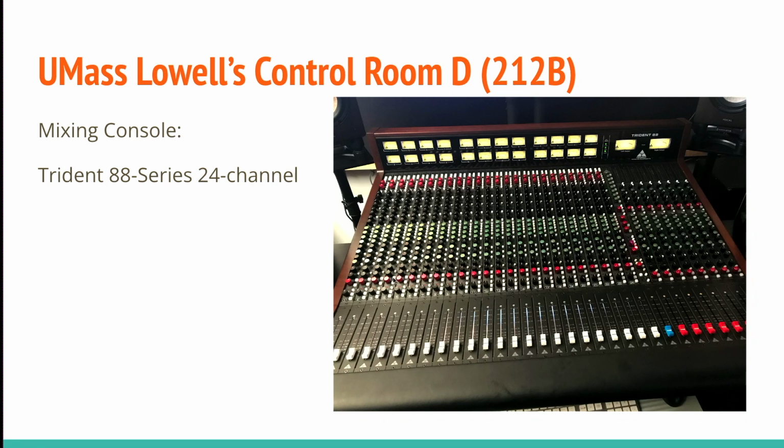So here's a smaller mixing console, though still a large format mixing console. This is the 24-channel Trident 88 that we have in our Control Room D, that is 212B. A little bit smaller and more manageable, but also not as many features as the API Vision. But you get the idea. In this case, we record to Pro Tools through this console, but we effectively use Pro Tools in this case just as tape. I'm going to take a moment here and I'm going to switch over screens.